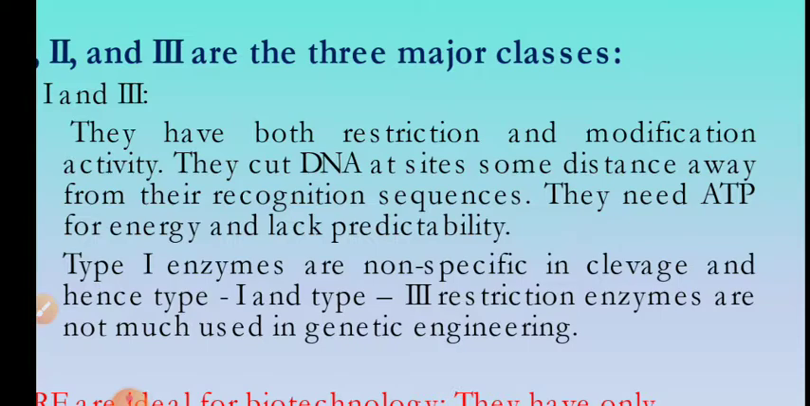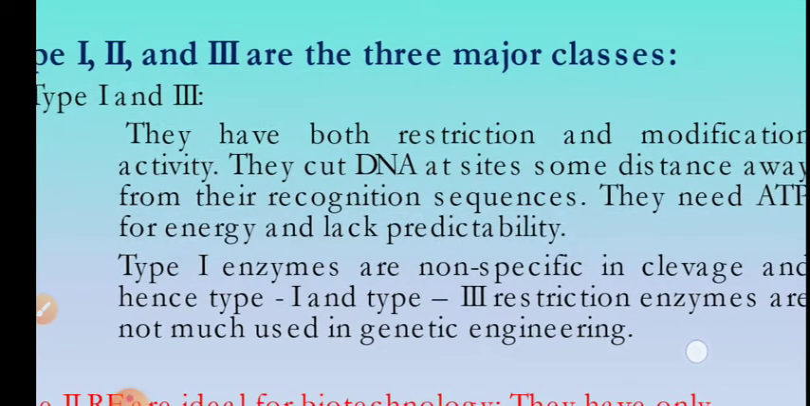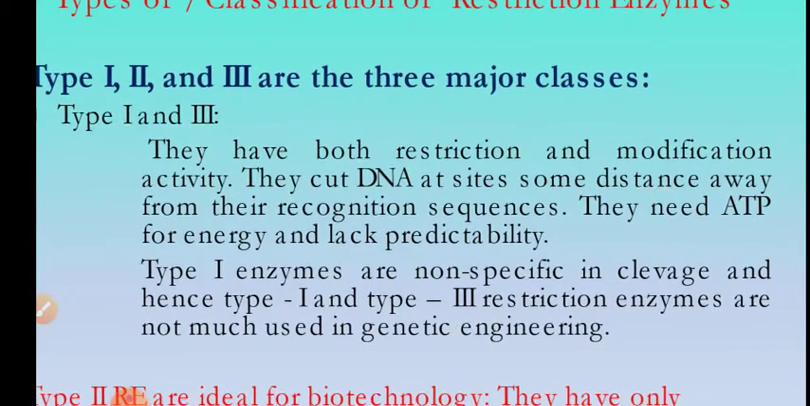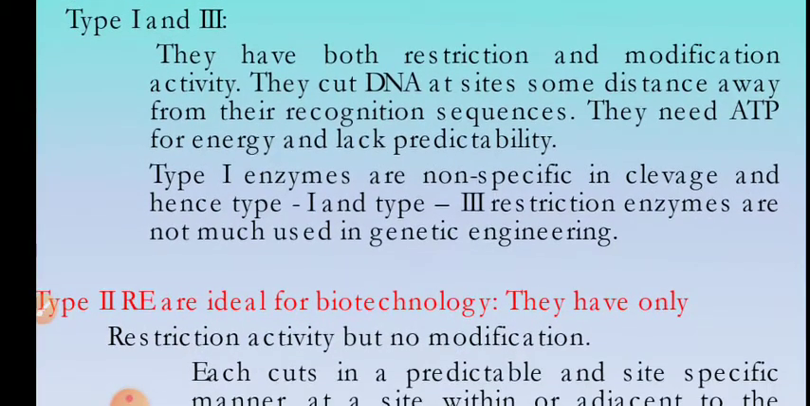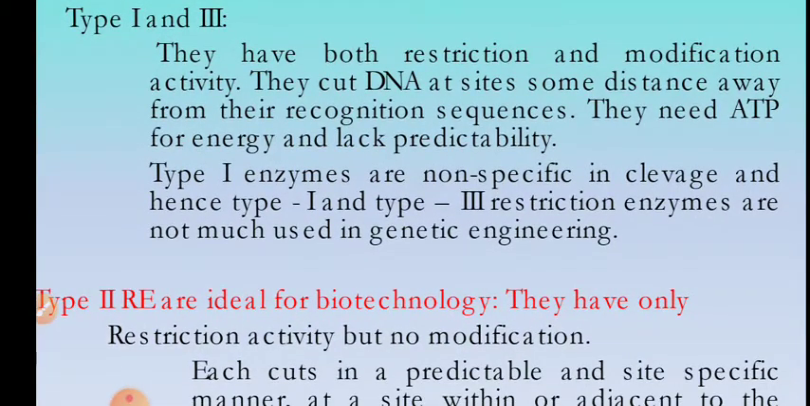Type 1 and type 3 restriction enzymes have both restriction and modification activity, number 1. Number 2, they cut the DNA at a site some distance away from the recognition sequence, so not desirable. Why are they not desirable? Because they have both restriction and modification activity. Number 2, they don't cut within the sequence; they cut the DNA at a site some distance away from the recognition sequence. Number 3, they need ATP for carrying out all the restriction and modification activity.